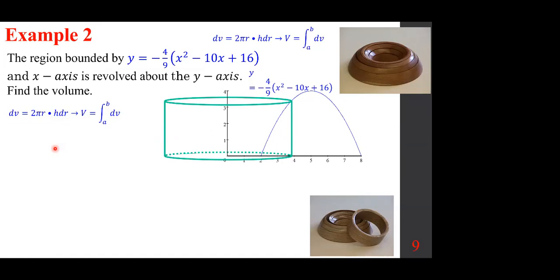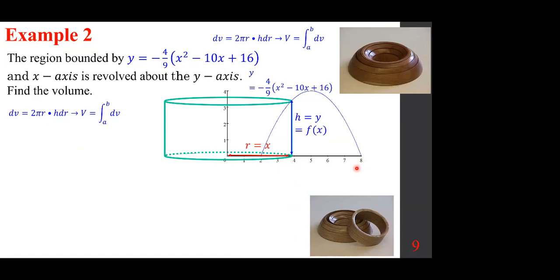So we need to find the radius and the height. The radius is clearly the x, everybody. So we're going to replace the radius with x. The height is clearly the y. We're going to replace it with f of x, which is this function. And we need a and b. We're going to go from here, having x coordinate 2, all the way to here, having x coordinate 8, from 2 to 8. That's it.